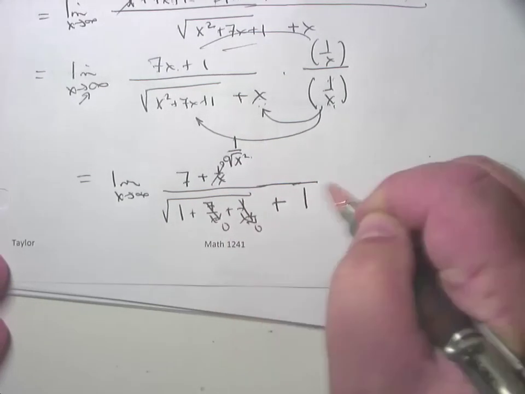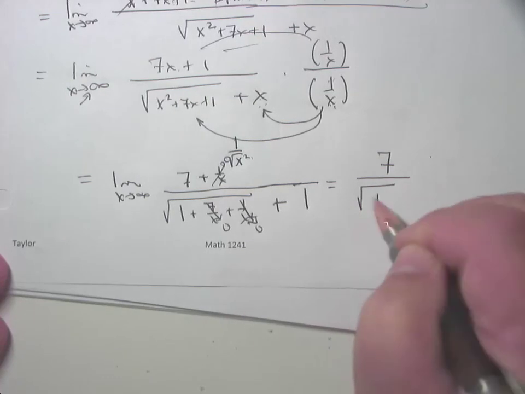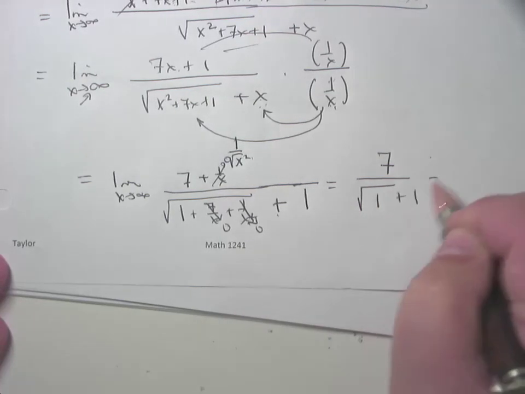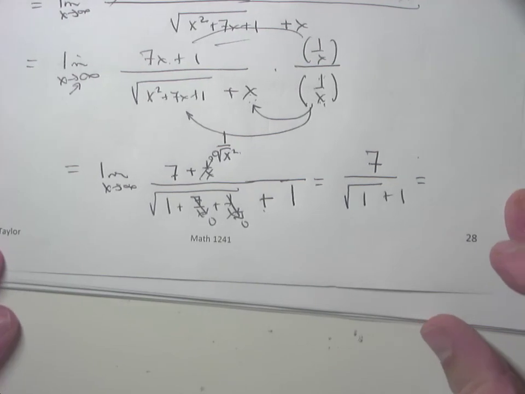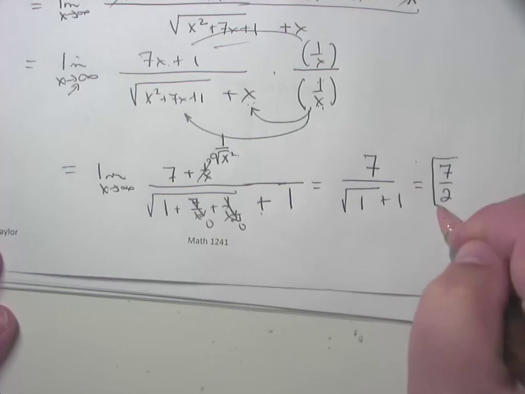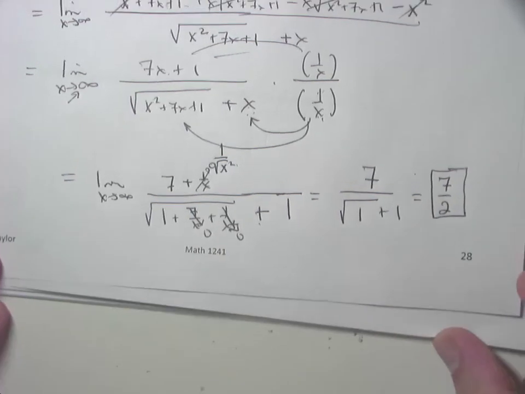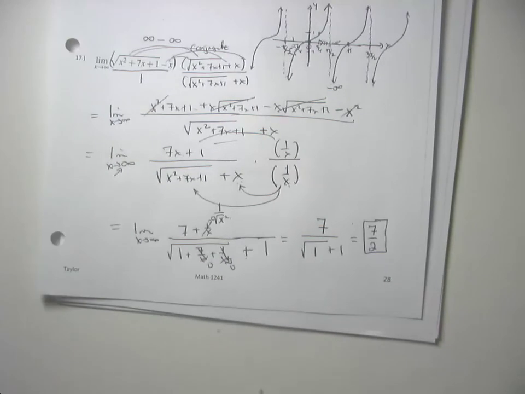Please tell me what you're left with. 7 over the square root of 1 plus 1. What's the square root of 1? Plus 1. So what's my answer? So now to answer the age-old question, what is infinity minus infinity? 3.5. Study these problems well.